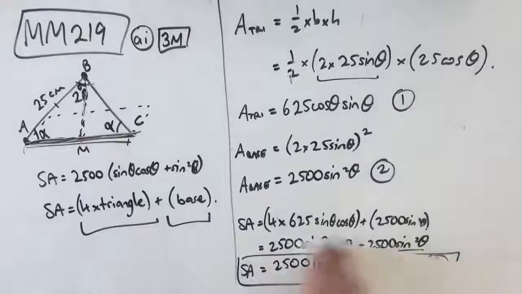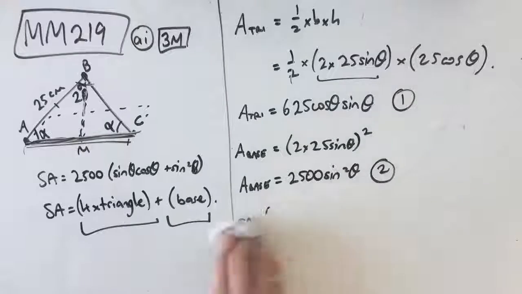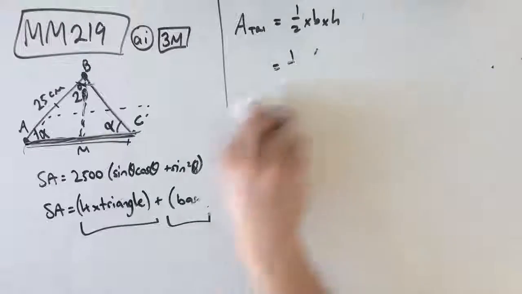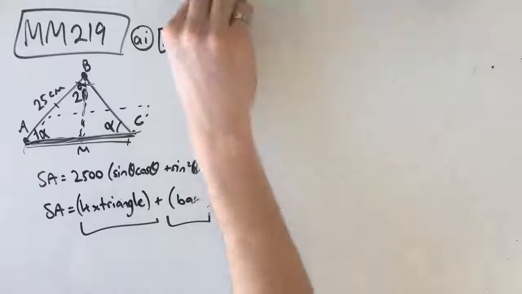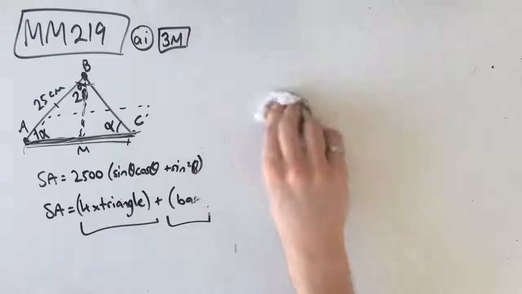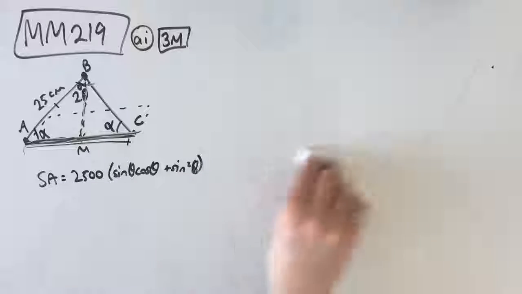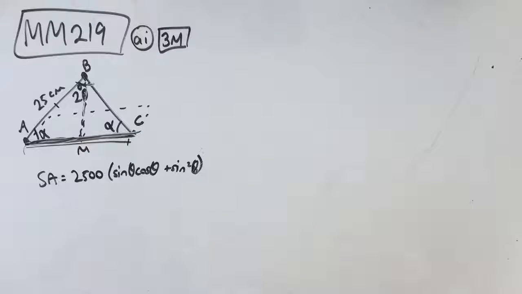So part AII tells us that model A is optimized for surface area. Find the value of theta such that the surface area of model A is at a maximum and state this maximum area, giving both values correct to one decimal place. Awesome. So I'm just going to leave this surface area equation here because we're going to need this.